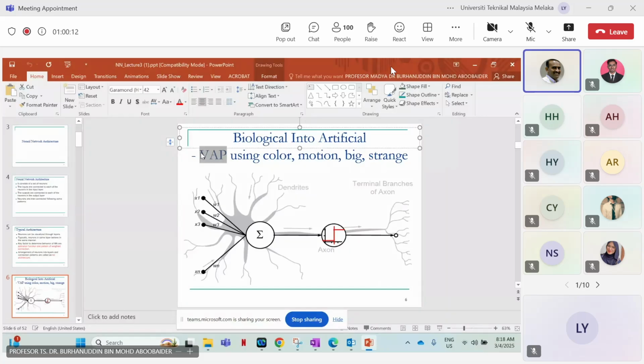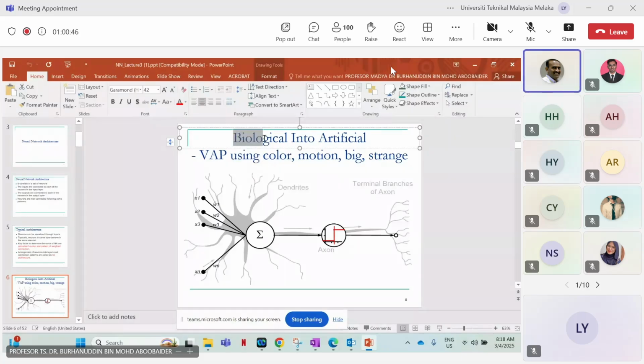So we visualize using color. If you have color and store it in your mind, then it is easy for you to recall. Then the motion, and it must be big. You have to store in your memory with a big image, and with something strange. For example, if you want to remember people's names, you associate their name with something strange so that you can recall next time, right? So that is on the biological side, right?